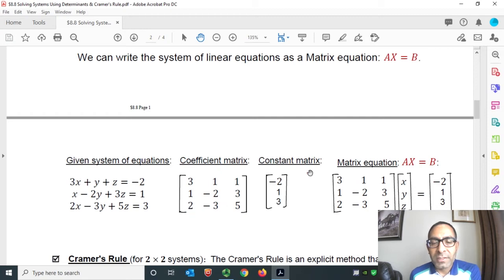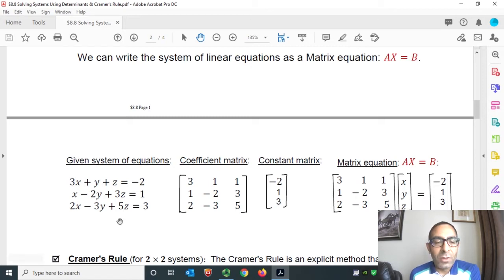Similarly, the constant matrix is the matrix whose entries are the right hand side constants of the system. So the constant matrix equals minus 2, 1, 3. And the matrix equation is of the form Ax equals B. This is the coefficient matrix A. This is the variable matrix, where the entries are X, Y, and Z. And this is the constant matrix which you obtain here: minus 2, 1, 3.